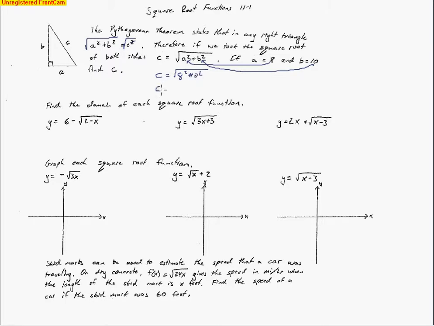And so we go ahead and do some more work. Underneath the radical sign, we go ahead and square that 8 and get 64. Square the 10, we get 100. And this all equals 164 when we add those numbers.